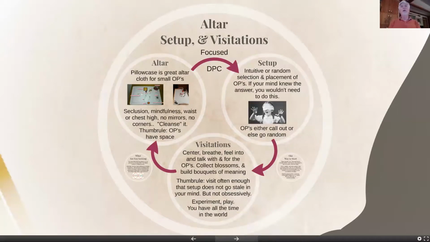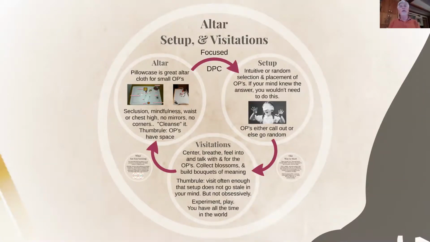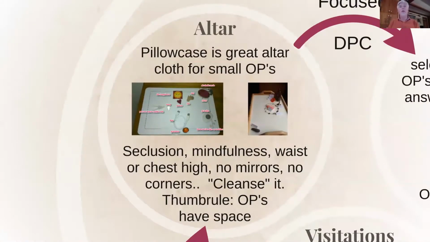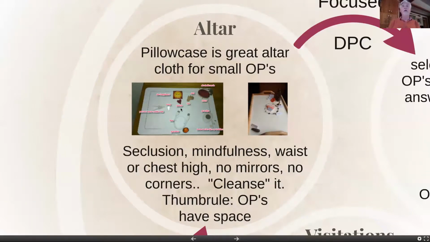So we'll be talking to you about creating your altar, about how to set up, how to visit. I'm going to skim through this very quickly. Here's a quick look at some more little constellations and some of the things that you want to see about the right size, some seclusion, etc. The rule of thumb is your altar should be big enough that the object persons have space to move around. So this one here, it's getting a little crowded, but it's good.